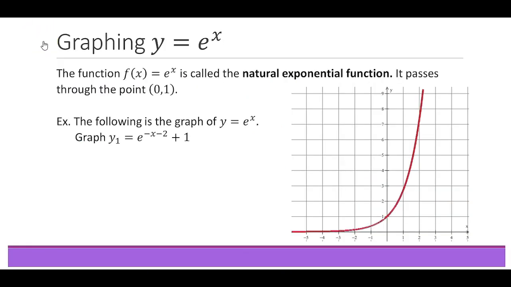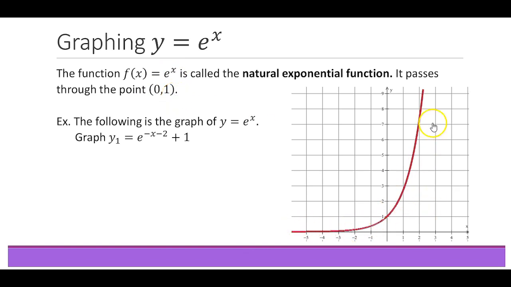Now we're going to switch gears and talk about graphing exponentials. And we're going to start by looking at the graph of e to the x. So the function f of x equals e to the x is the natural exponential function, because we just learned that e is the natural base. Now it passes through the point 0, 1. So if we again think about plugging in 0 for x, any number to the 0 is 1. So we have it passing through the point 0, 1.